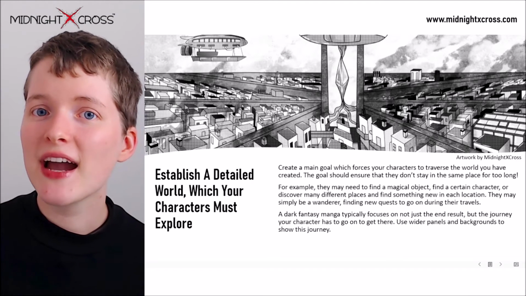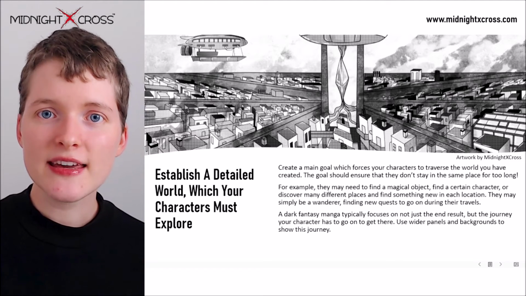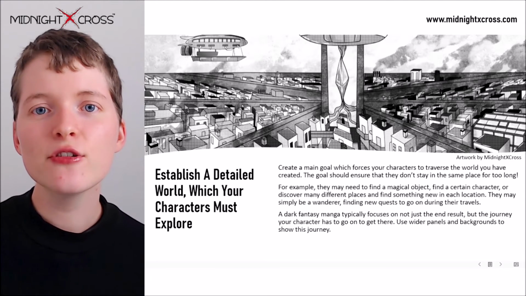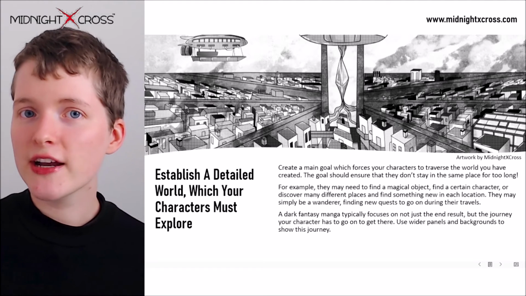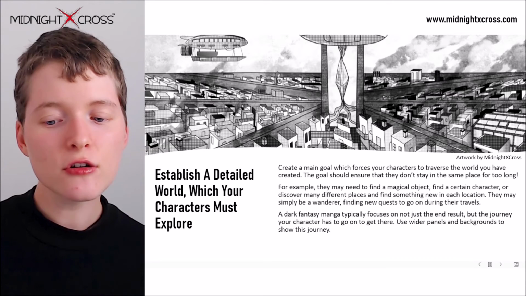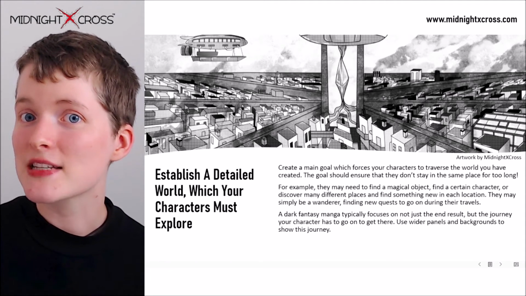Establish a detailed world which your characters must explore. Another key feature to dark fantasy is there'll usually be a really in-depth world that your characters need to explore. Create a main goal that forces your characters to traverse the world you have created. The goal should ensure that they don't stay in the same place for too long.